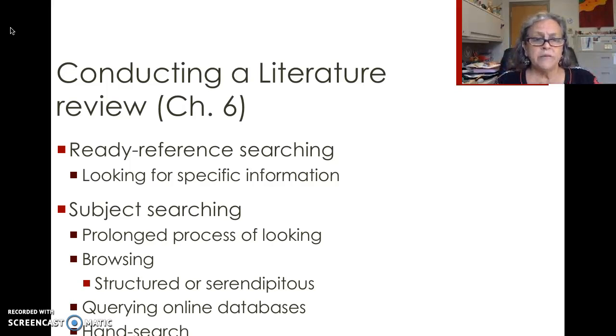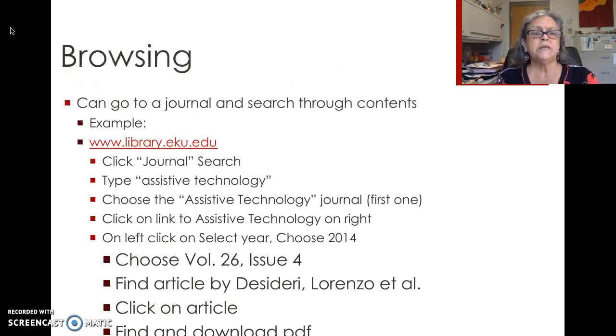You can look for very specific information. You could have a reference list that you're specifically trying to find things about. Or you could have a subject search where you have a lot more looking, like I'm interested in morning routines, so I may start looking at lots of different things, different aspects related to morning routines. You can just go to the journal and search. You can go to EKU Library.